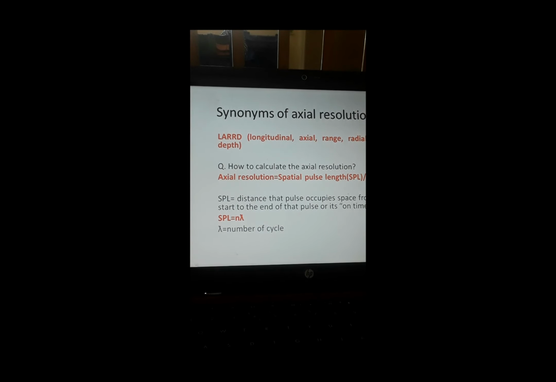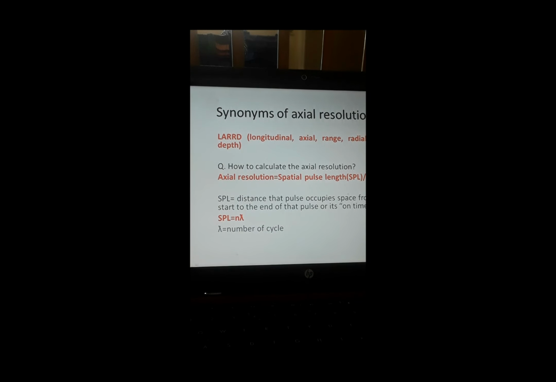On a time basis we call it on time and off time. On time means when the pulse is emitted, and off time means there is no pulse. It means it's a listening time. On time is the activated time of the pulse, and off time is called listening or hearing time.